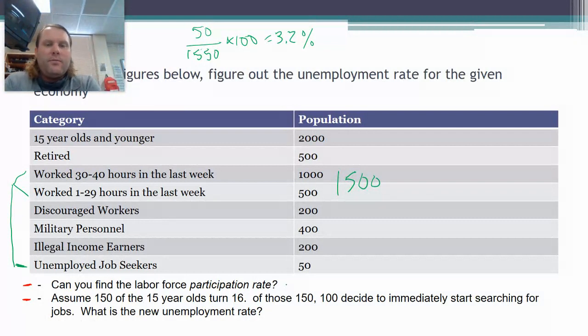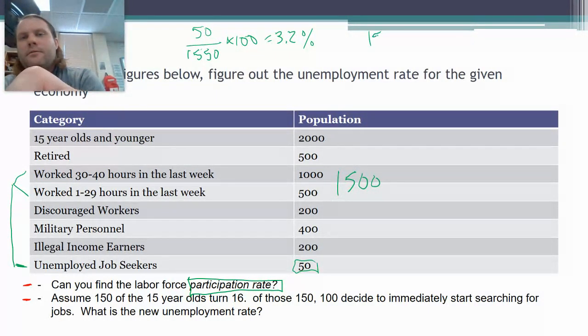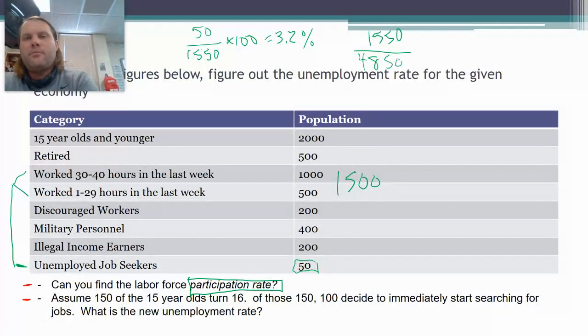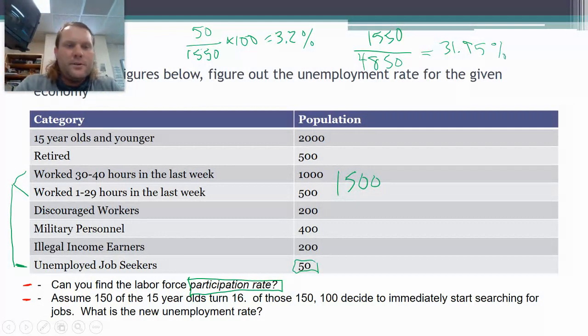All right, so now we've got to find the labor force participation rate. Okay, a little bit different there. So this is going to be the people that are working. So we know those. We've got the unemployed people. Okay, so we have the people that are in the labor force. We already have that at 1,550. Now we've just got to figure out the entire population, which in this case is 4,850. All right. And we do the math real quick on that. It's going to be 31.95%, for our labor force participation rate. Remember, we are eliminating the rest of these people. That's one of the inaccuracies of the unemployment rate.